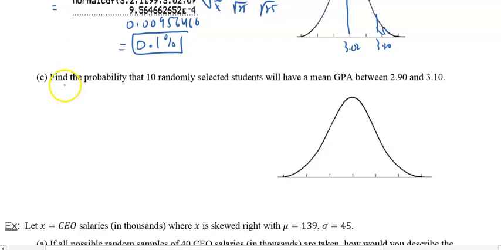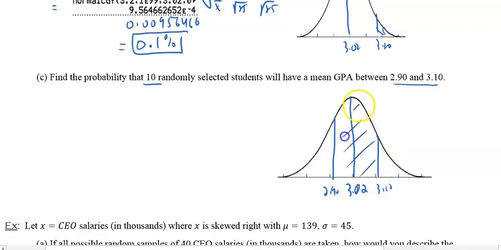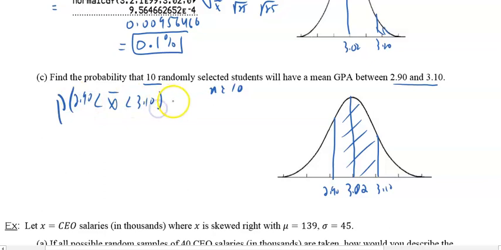And how about now, part C: find the probability that 10 randomly selected students will have a GPA between 2.9, so remember this is 3.02, 2.9 is to the left, and 3.10 is to the right. So I'm looking for this area. Find the probability that n equals 10 in this case. Those 10 will have a mean that is between 2.90 and 3.10.